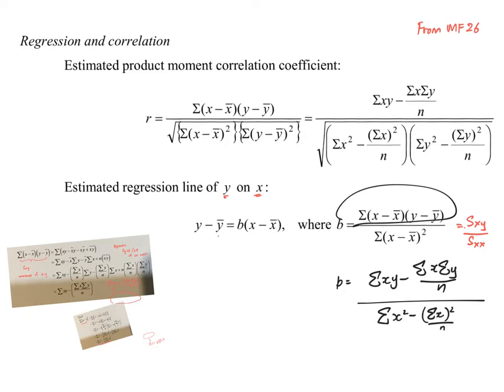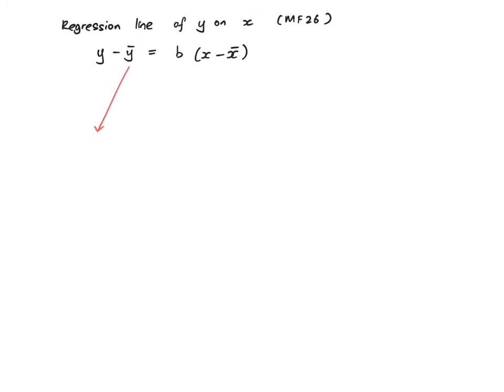Alright, so we were looking at the question just now, and we're going to use the regression line. Let's just find the regression line of y on x. From MF26, it is just y minus y bar equals b of (x minus x bar). So how do we go about finding this? Number one, our y bar would just be the summation of y over n. What's the summation of y? Based on the question, it's equal to 140, and n is just 8.